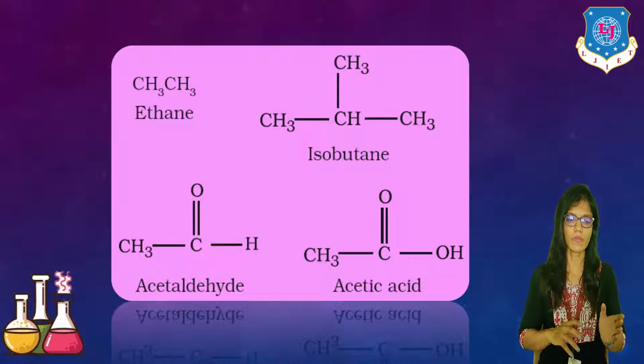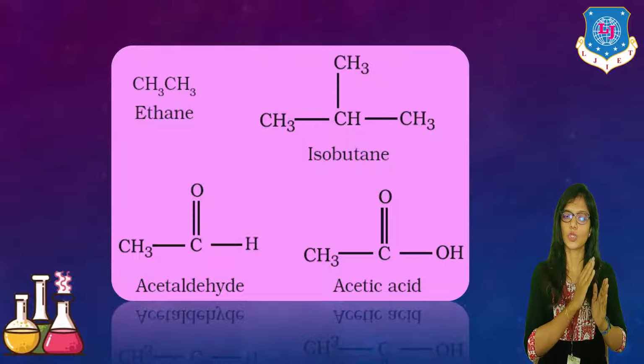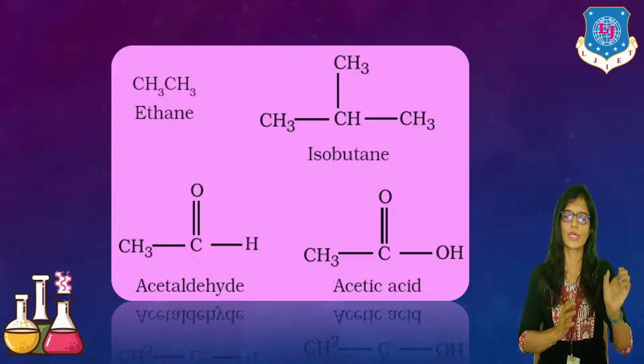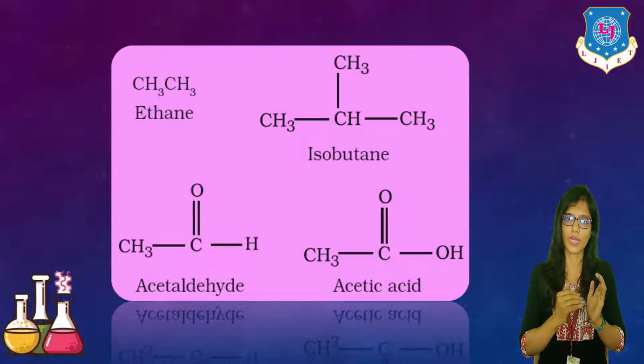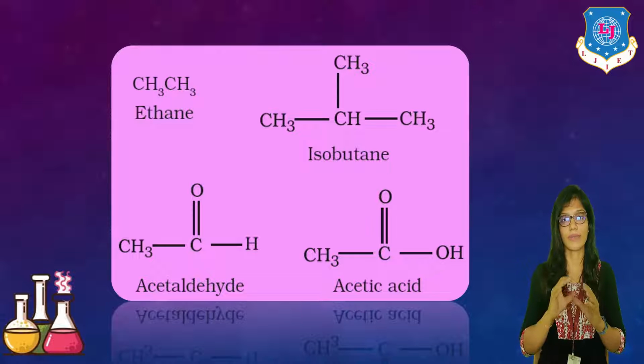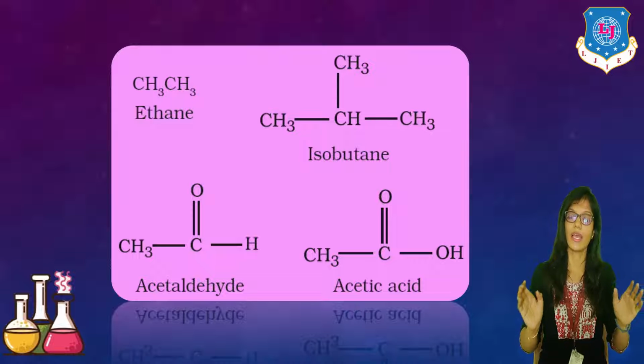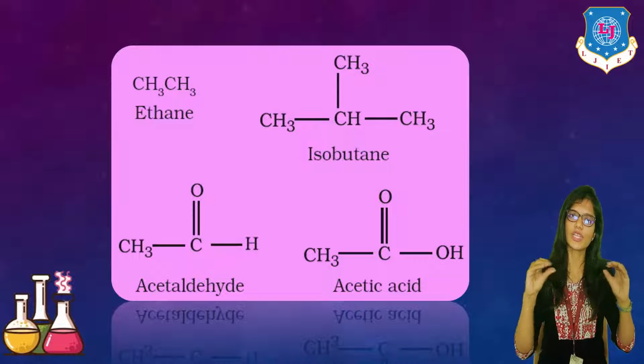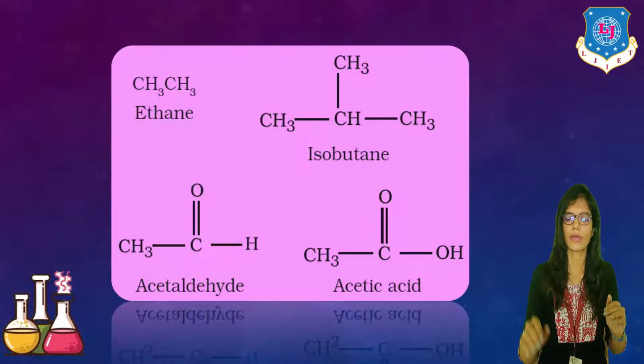Now another example is acetaldehyde. As you can see, it contains 2 carbons, 1 oxygen and 4 hydrogens. So it contains a straight chain structure, and it's known as acetaldehyde. It's again an acyclic structure. Then we have acetic acid. So CH3C double bond OOH, that is acetic acid. And you get to know that here again it contains a straight chain structure, right?